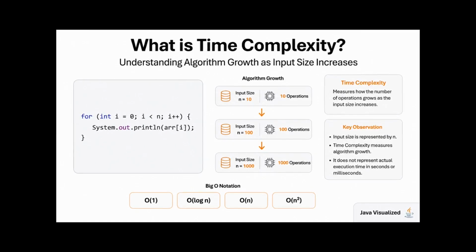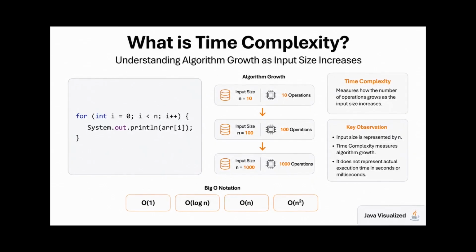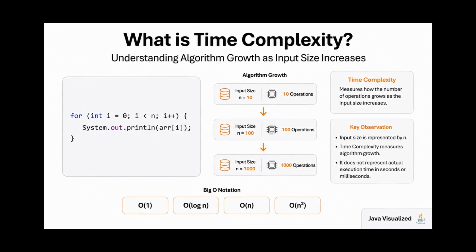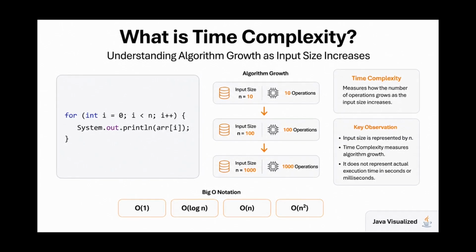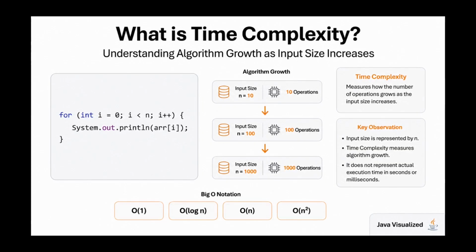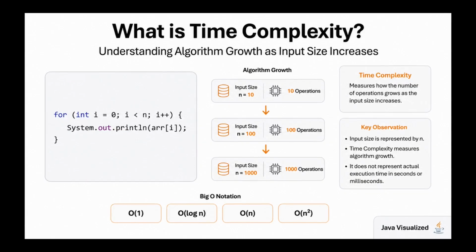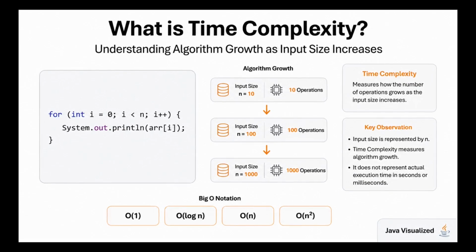Before learning data structures and algorithms, you need to understand one fundamental concept: time complexity. Time complexity measures how the running time of an algorithm grows as the input size increases. Here, the input size is represented by n. It doesn't measure the actual execution time in seconds or milliseconds. Instead, it describes how the number of operations grows as more data is processed.